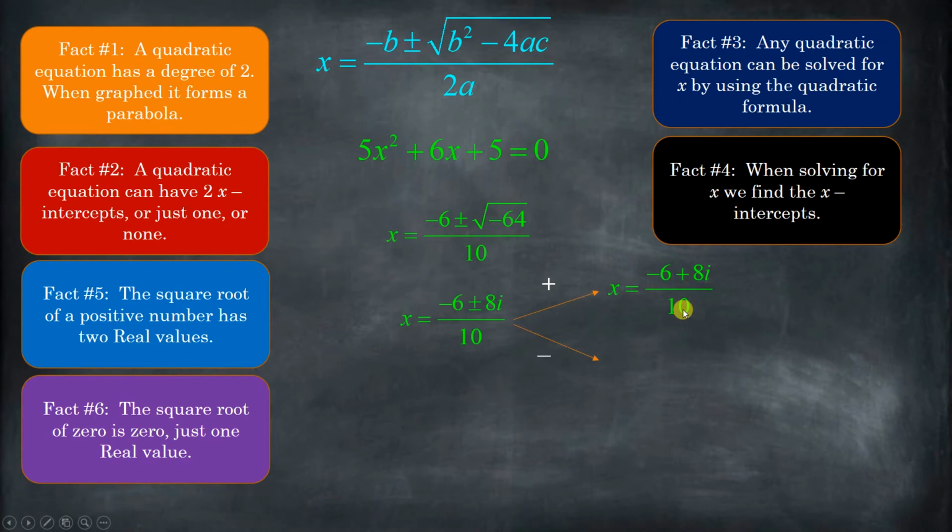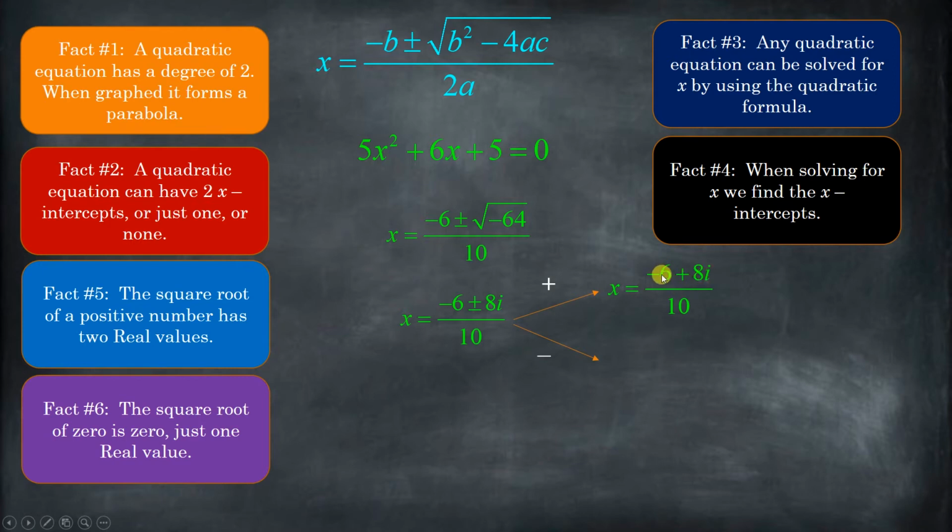Now, you need to write this. Like if you're graphing, you can stop right here and say, oh, I don't have any x-intercepts. But just to make sure, if you were being asked to solve this equation, you would have to write this as a complex number, which is the real part, plus or minus the imaginary part, right?